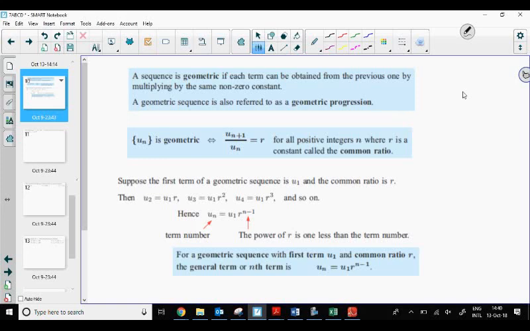It will suffice to show that if I take a particular term and divide it by the term before it, that quotient is always equal to the same constant r. That will suffice to show that a sequence is geometric. We call r the common ratio. The formula, again, down here at the bottom, u sub n is equal to u sub 1, so that's the first term, multiplied by r, the common ratio, to the power of n minus 1.